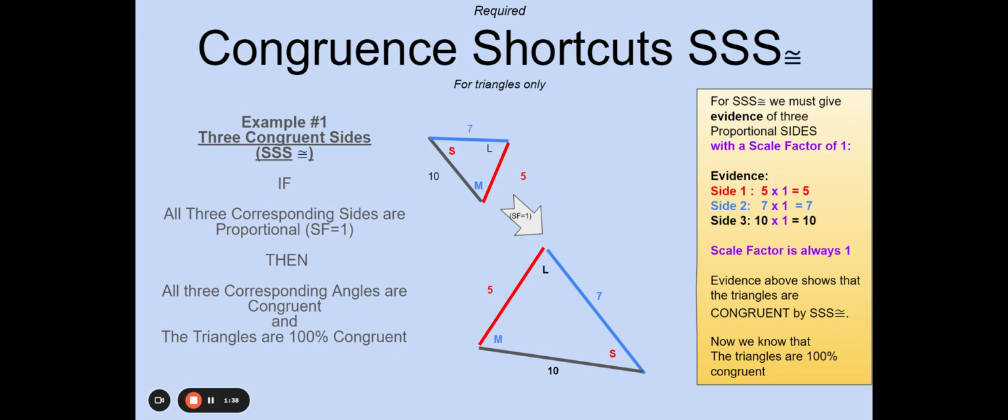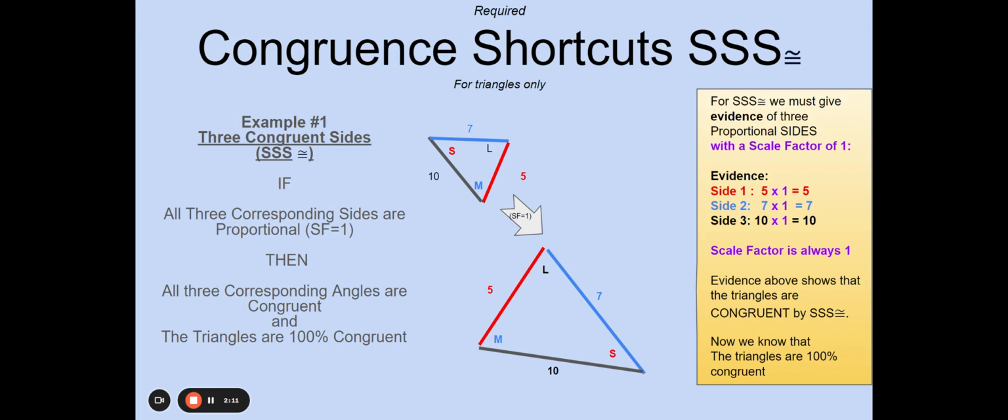Okay, so we just list it down just like this. So side 1, 5 and 5, we match them up. 5 times 1 is 5, so that's my evidence. Side 2, 7 times 1 is 7. And then side 3, 10 times 1 is 10. Boom. Okay, so not a big deal. We just got to state the facts so I can give you evidence that what I'm saying is not just random stuff, but there's proof for it. Okay. The evidence above shows that the triangles are congruent, and this is called side-side-side congruence.